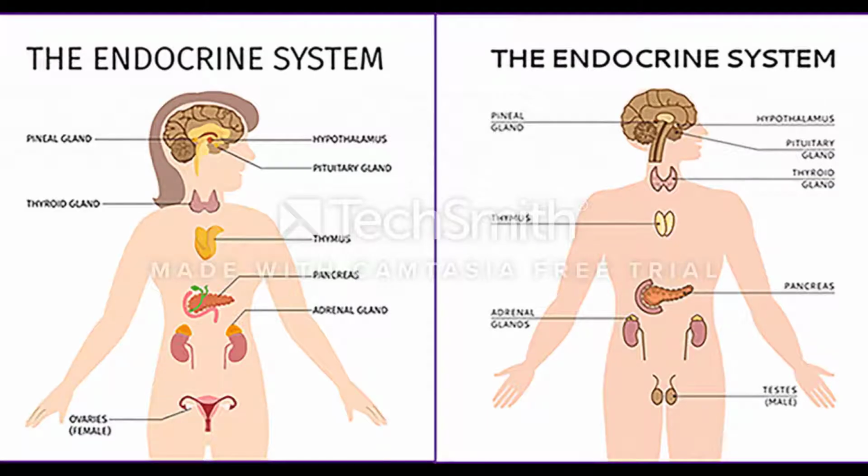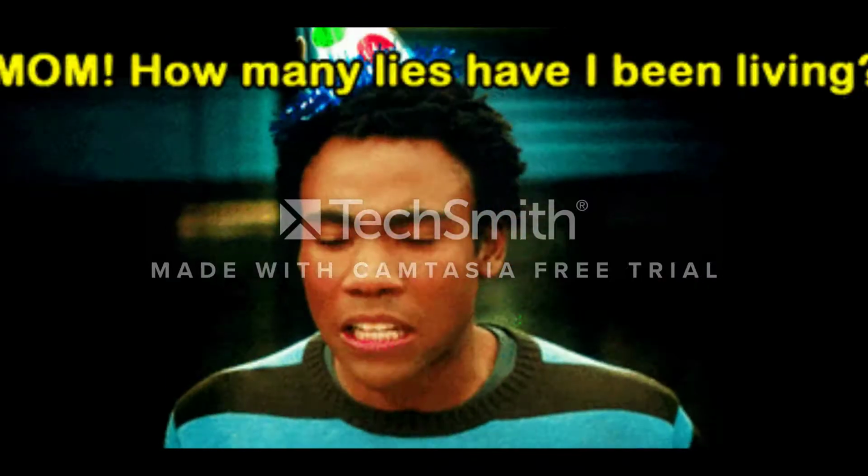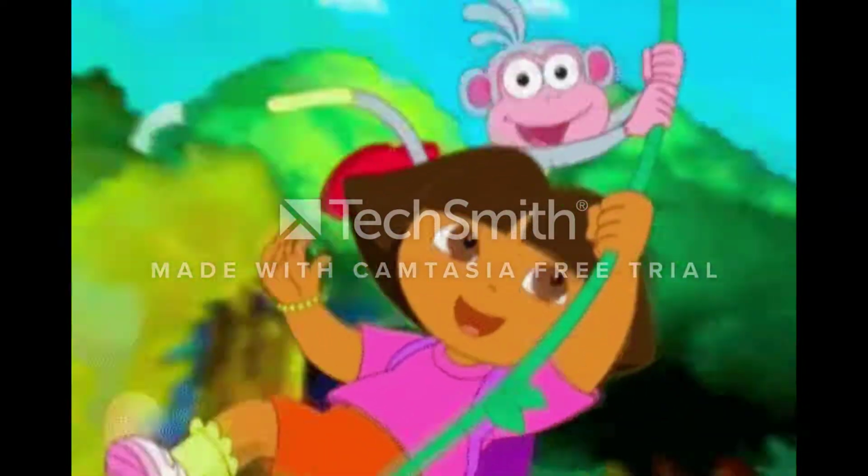Let me introduce you to the endocrine system, which allows different parts of our body to communicate. You may say that it has a similar job to the nervous system. It's kind of the same, but we'll explore the differences as we go through this video.